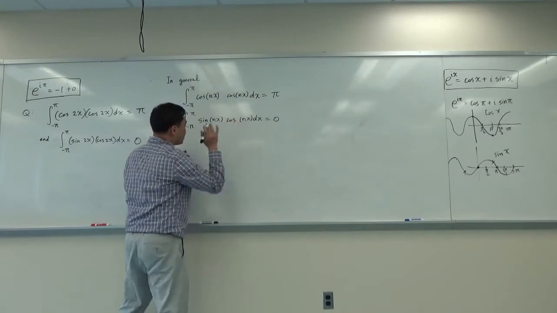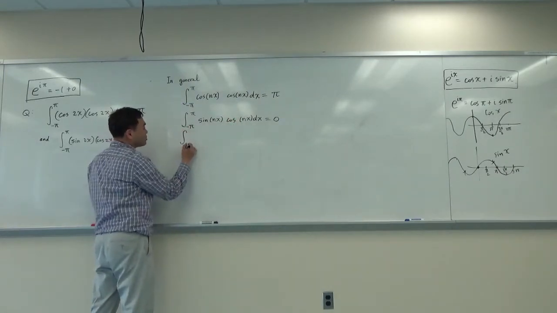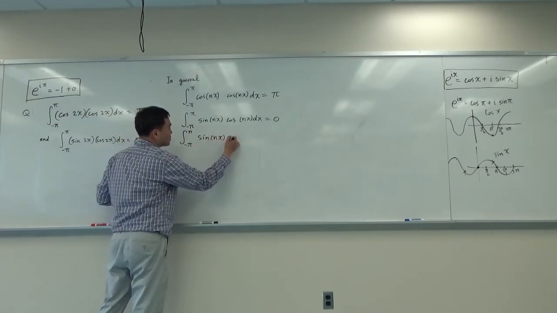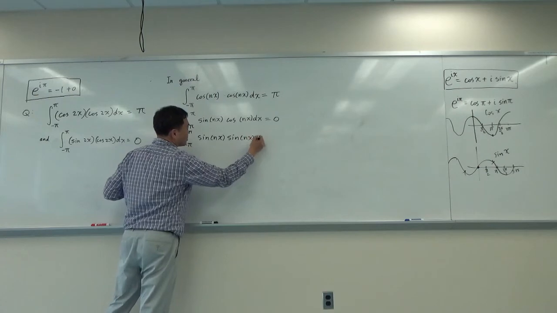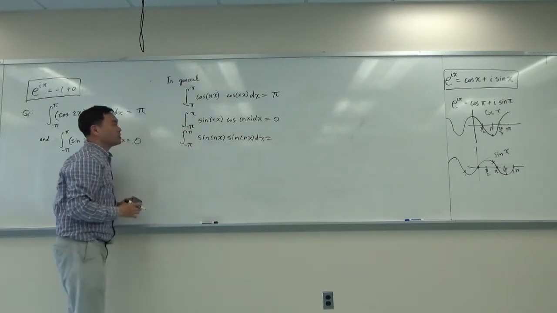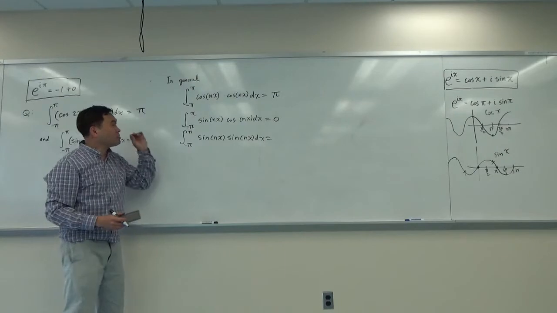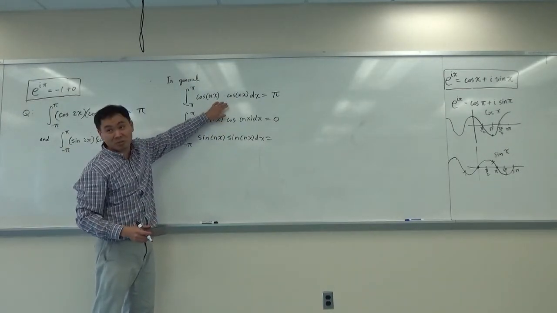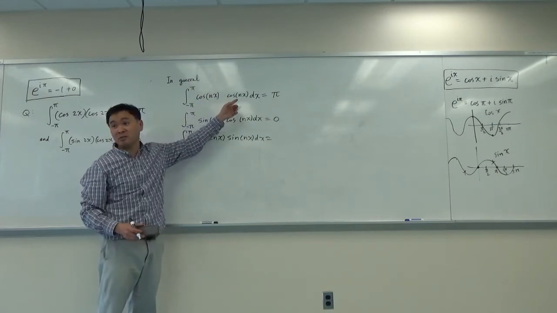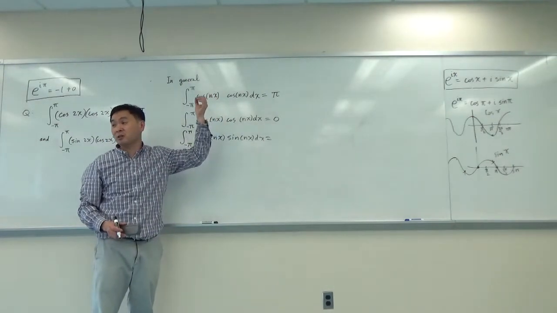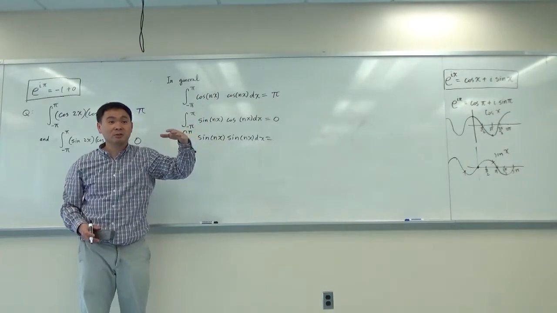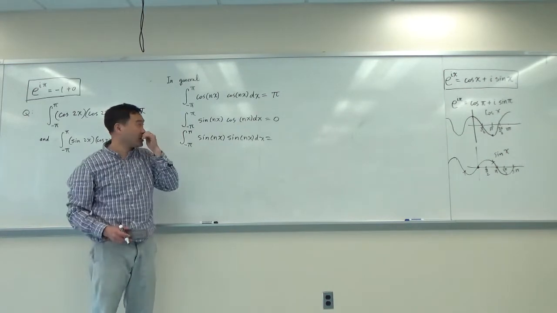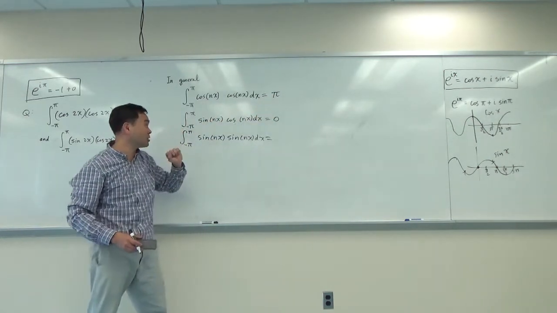And by the way, there's a reason why this one is 0 and this one is not. This one cannot be 0 because it's cosine squared, so it's a square. That means it's never negative. In that case, the area can never be 0. It should have a positive area, and that happens to be pi under our calculation.